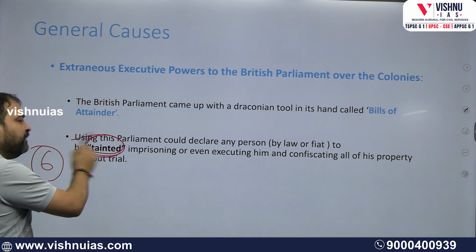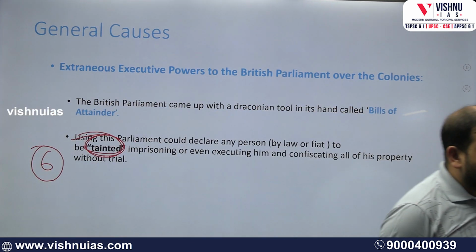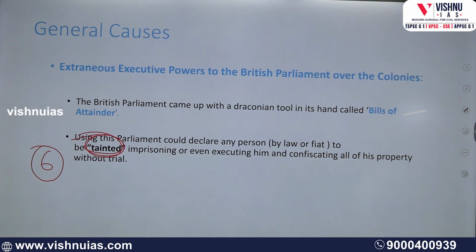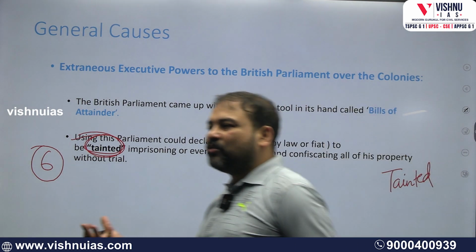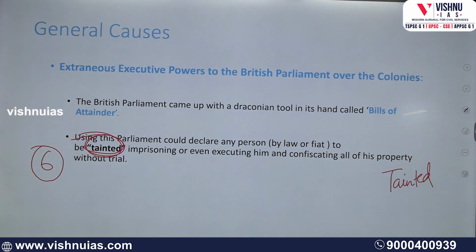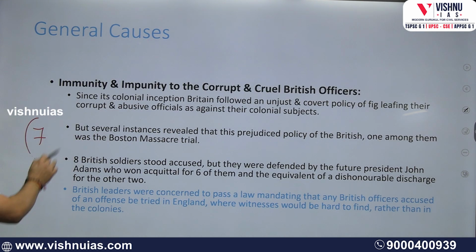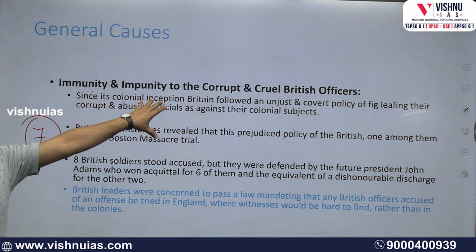Sixth, you can see, Parliament could say any person is tainted. If I say Rupesh Kumar is a tainted man, I can take over all his property. Britishers gave this power to their officers that you can say this American is a tainted person. Tainted, you understand now? Somebody who has some sort of guilt. They would say he is guilty of whatever XYZ, and his whole property would be taken over by the British. These all are general causes. These have slowly made the Americans angry against the British.